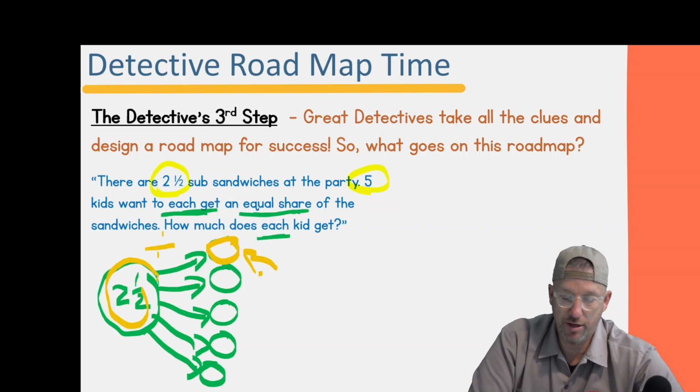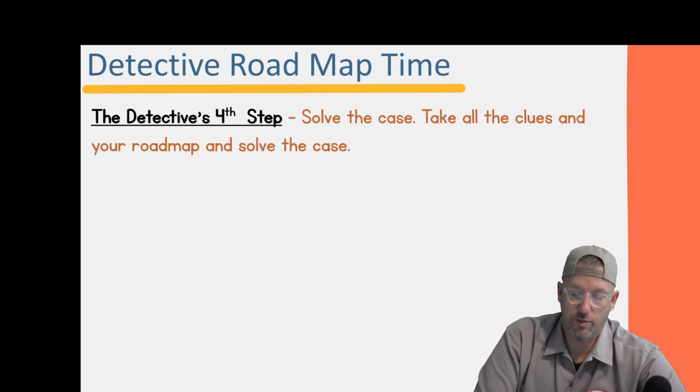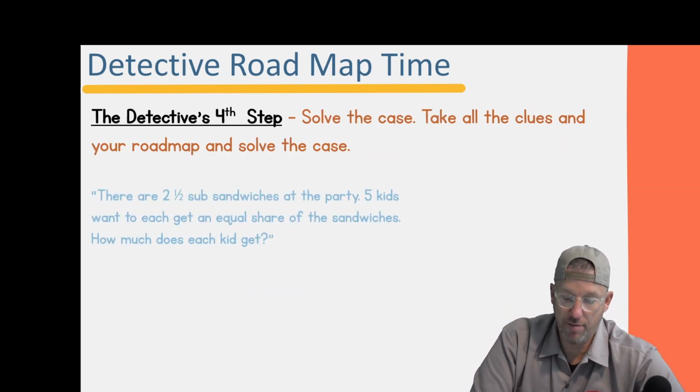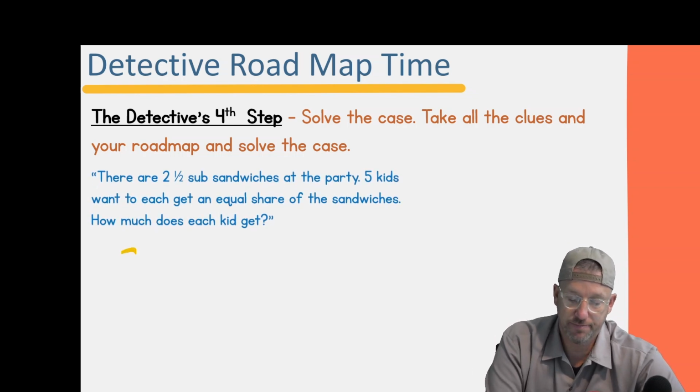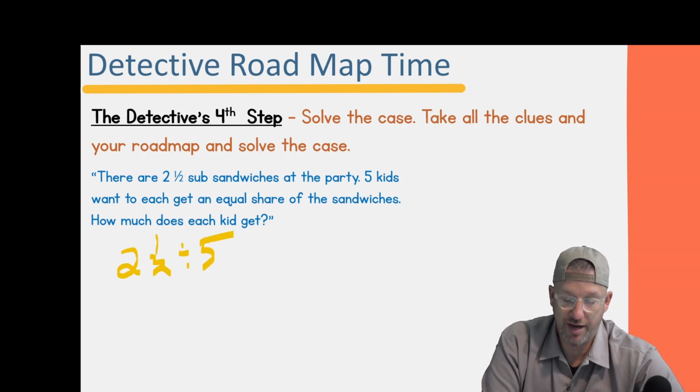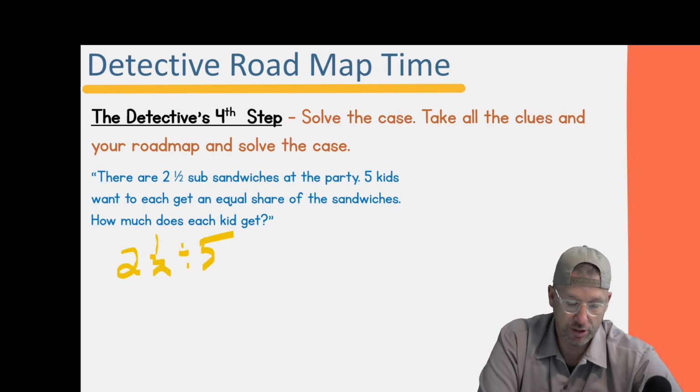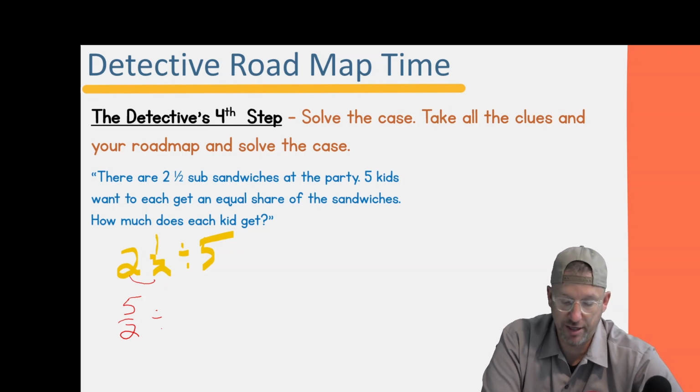Okay, so now we go to the next part, which is solve it. So we take what we had. Our problem says we have 2.5 sub sandwiches. And we're going to divide it equally between the 5 kids. So then we go into, how do I solve dividing fractions? Well, we turn them into improper fractions. So 2.5 is 2 times 2 is 4, plus the 1 on top is 5. So I have 5 halves. And I'm going to divide that by 5. How do we show a whole number as a fraction? We simply put the 5 wholes over top of 1.